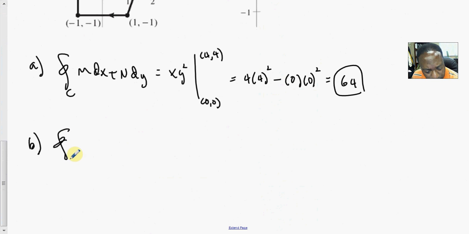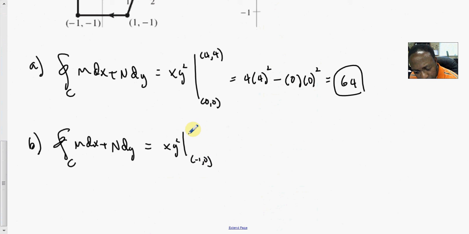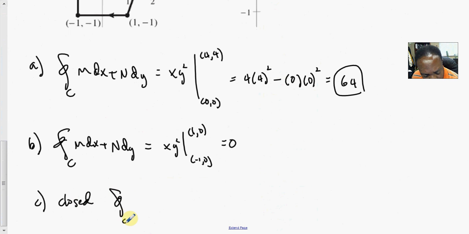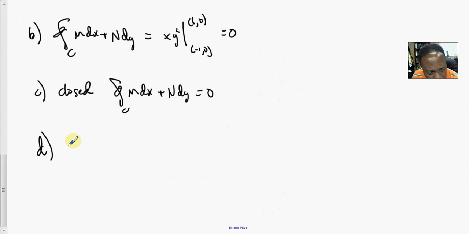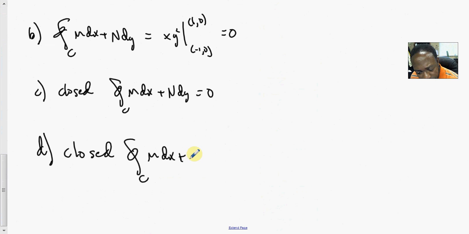So part B, part C, closed. The line integral is 0. Part D, closed. We get 0.